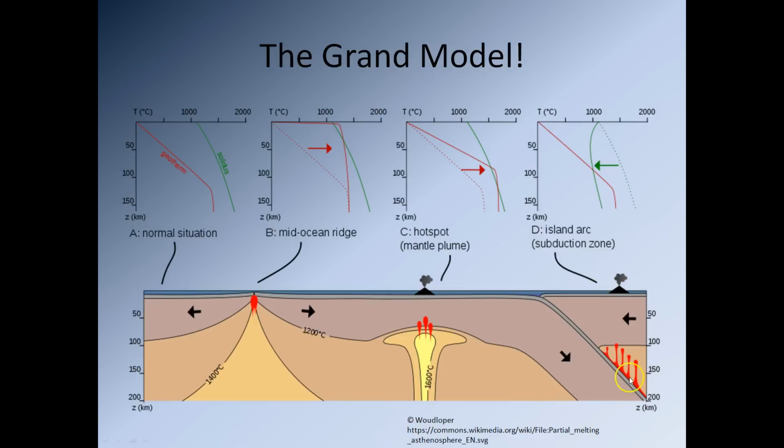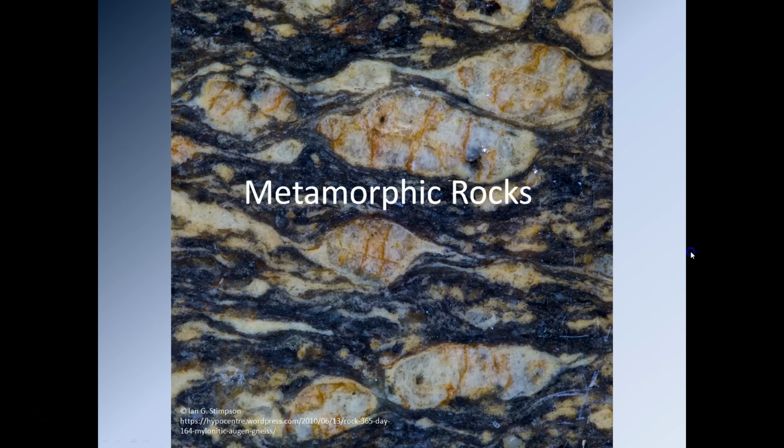So we have initially hydration melting here, which then causes thermal melting at the base of the crust, and that thermal melting essentially produces a magma that rises to the surface and feeds volcanoes at the surface. So that's the grand model for how magma is produced.